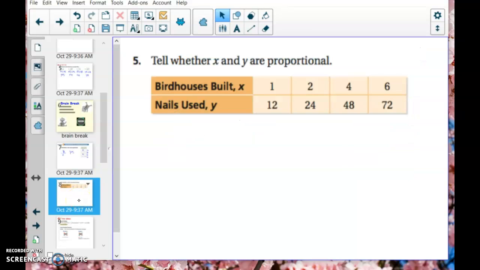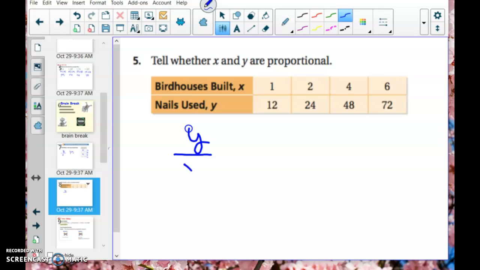Alright, you can pause the video and do this one on your own. Make sure you're doing y divided by x.